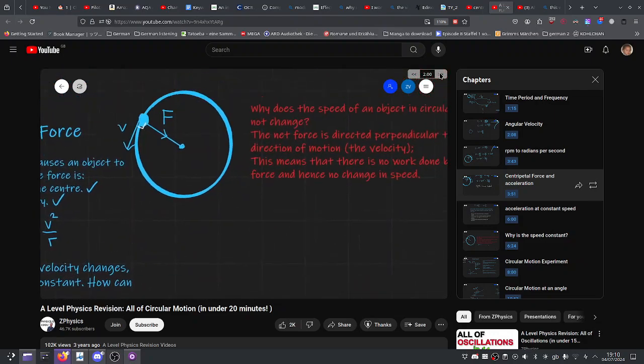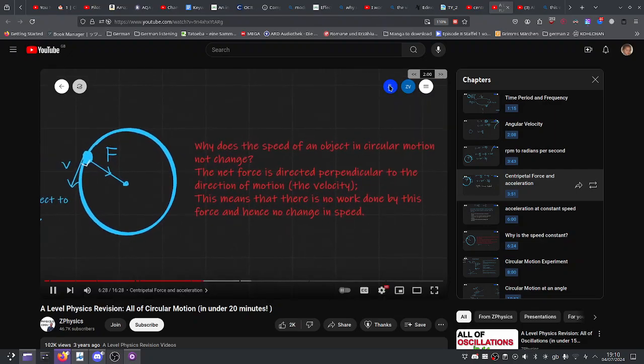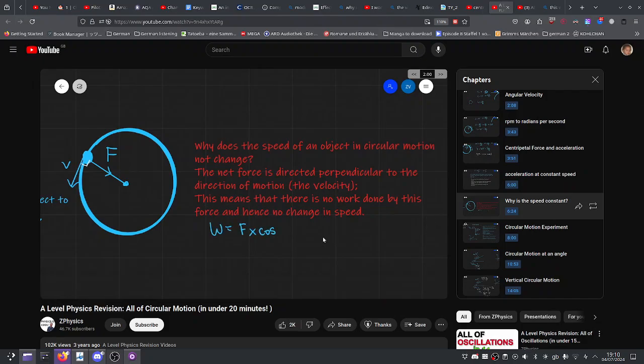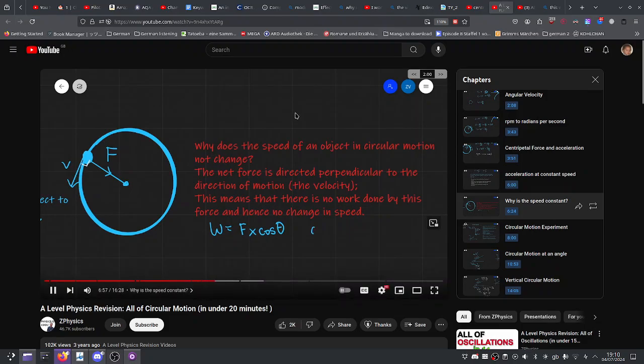Now, this next question is really important. That's why I put this in red. Why does the speed of an object in circular motion not change? Now, the reason for that is because the net force is directed perpendicular to the direction of motion, i.e. the velocity. Now, this means there is no work done by this force, and hence there is no change in the speed. Remember, work done in general is equal to the force times the displacement times the angle between them. So it's Fx cos theta, and cos of 90 degrees is equal to 0, which means that the work done will be 0 if the force F and the displacement x are perpendicular to each other.